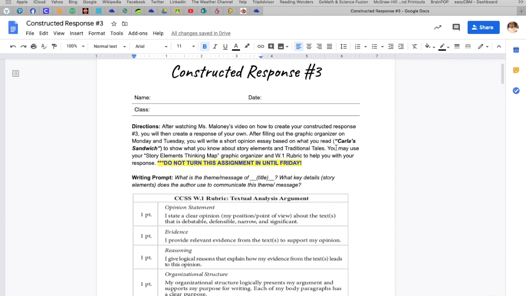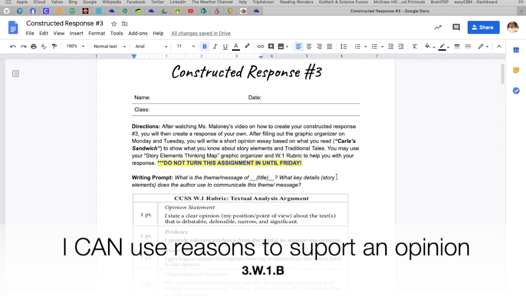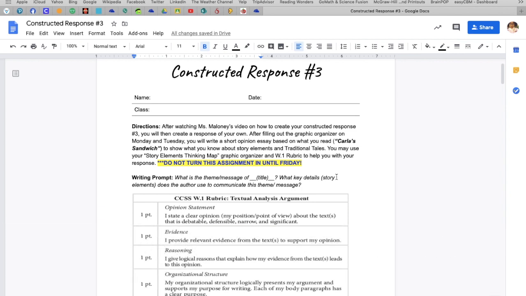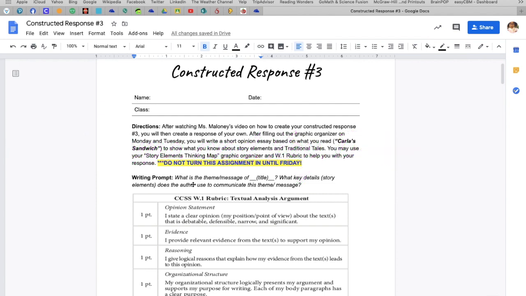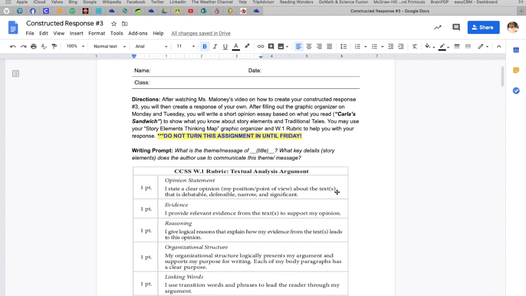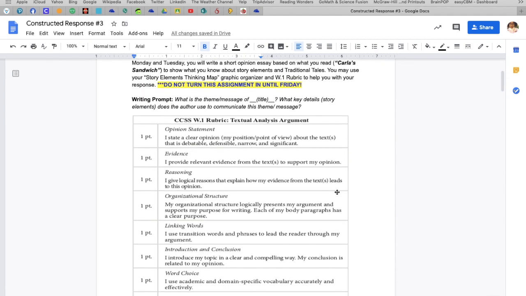But this time, you are going to read the story Carla's Sandwich to show about the story elements and traditional tale. Remember, our objective today is I can use reasons to support an opinion. And the story elements that we are using today are theme and key details. The writing prompt is essentially the same. What is the theme or message? What key details, story elements, does the author use to communicate the theme and message? So this week we're going to dive a little bit deeper on those key details.